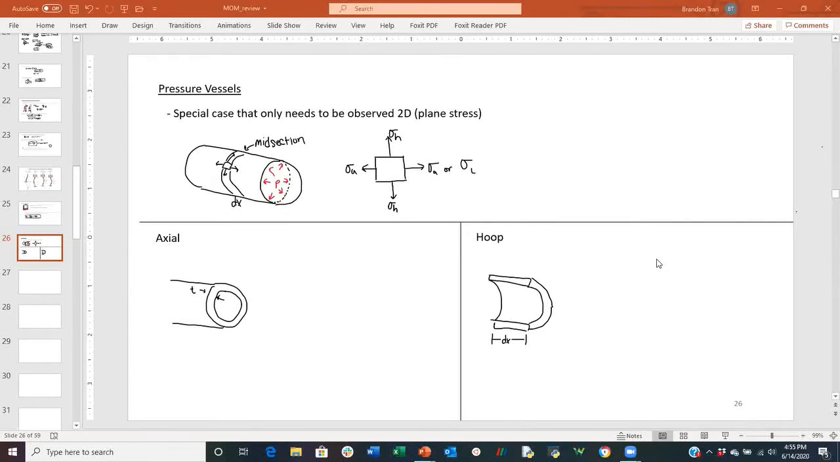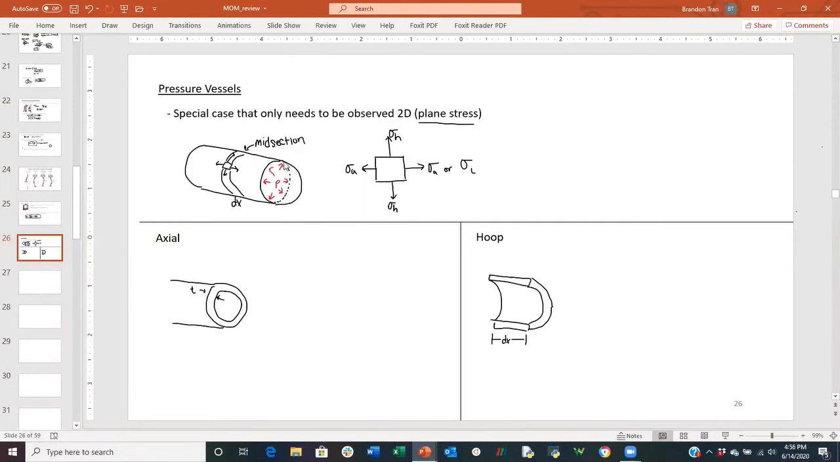Okay, so the next topic we're going to discuss is pressure vessels, and this is going to be a relatively easy topic to go over. Pressure vessels are essentially a special case where you can turn something that would look like a 3D problem into a 2D plane stress problem just by making that primary assumption, plane stress. By making that assumption, we can simplify the problem into an easier set of equations we need to solve.